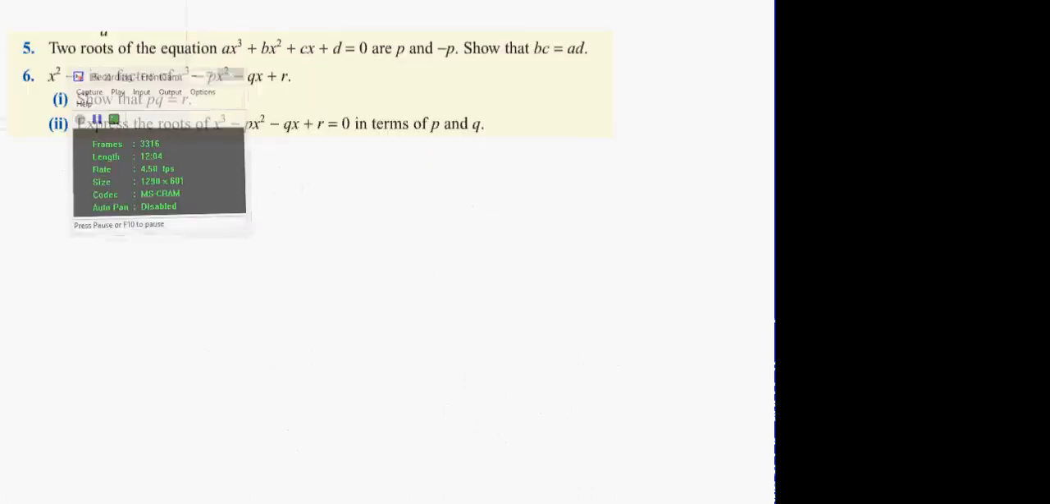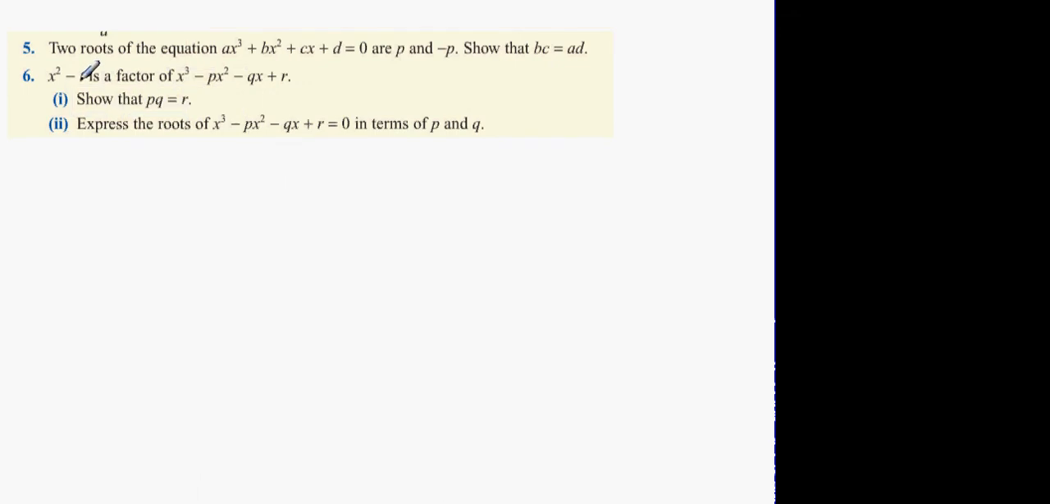Okay, next one. X squared minus T is a factor of x cubed minus px squared minus qx plus r. Show that pq equals r. Express the roots of x cubed minus px squared minus qx plus r in terms of p and q. Concentrate on question 1 first, and then we'll sort out part 2 second. What we need to know here is we're going to divide this in, but because it's missing the middle x value, 0x minus t, we're going to divide them in.